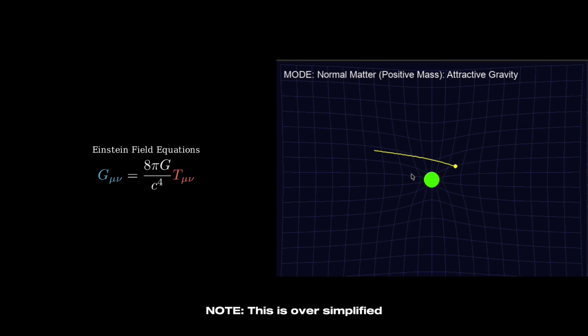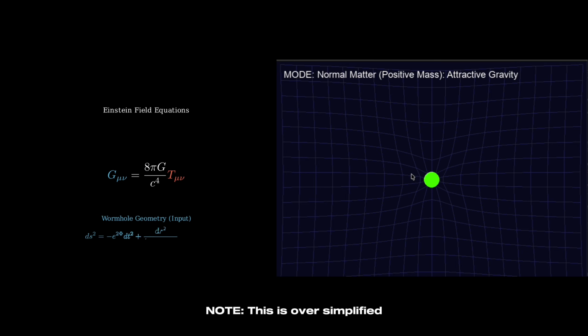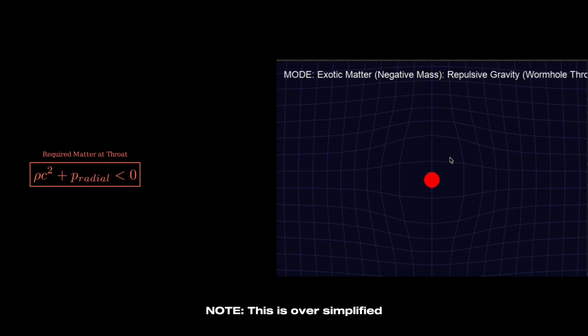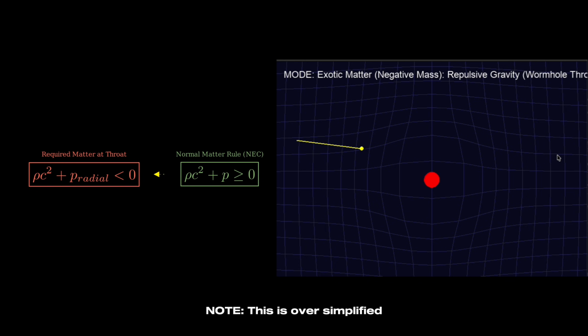The answer is, as you would expect, disturbing. At the throat, the matter must have negative energy density, not just negative pressure, which dark energy to some extent has, but actual negative mass energy. This violates something called the null energy condition. To hold this up, we need something that physicists coin as exotic matter. Put in simple words, matter that we have never observed.